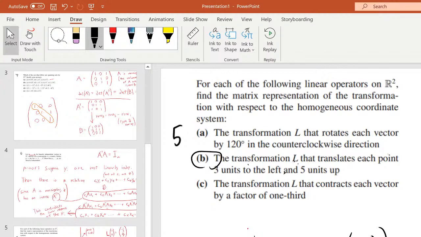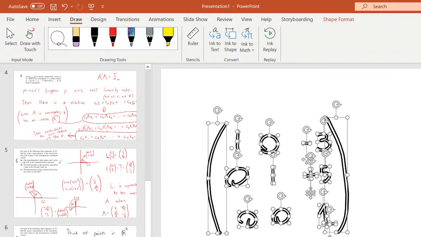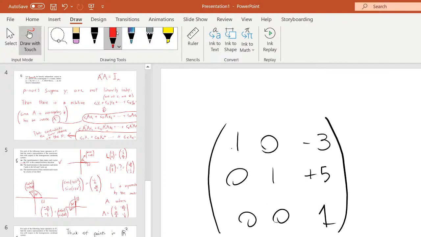So let's just verify that real quick so you guys can see how it works. The video is only showing like the top.